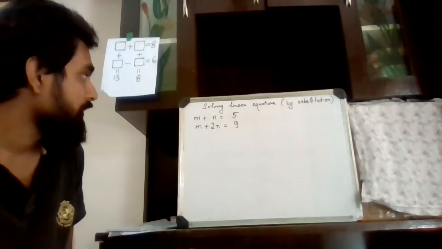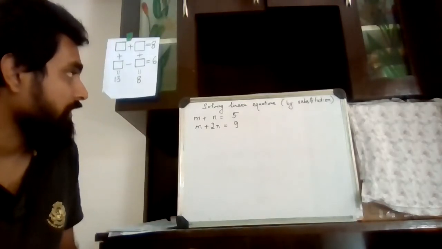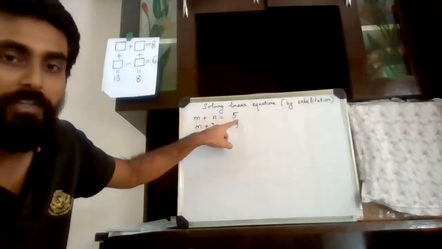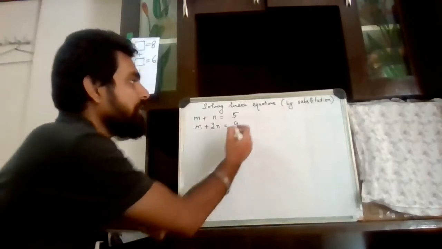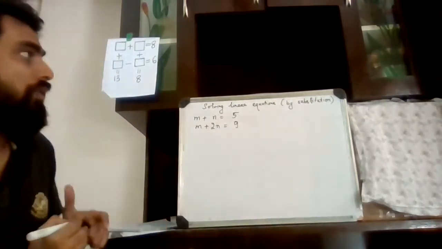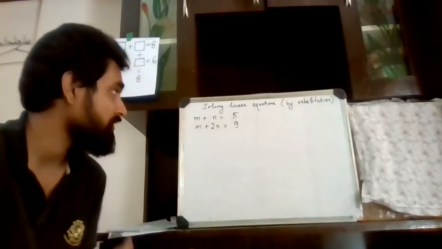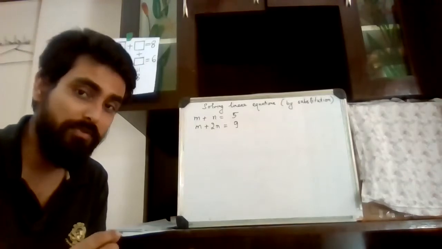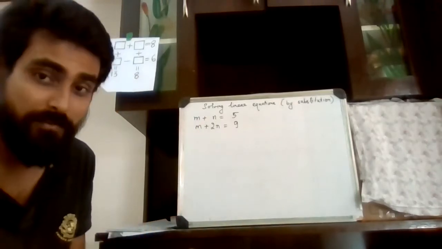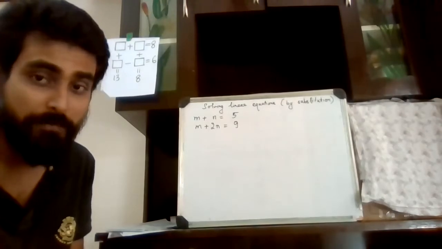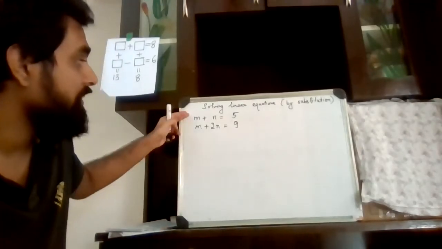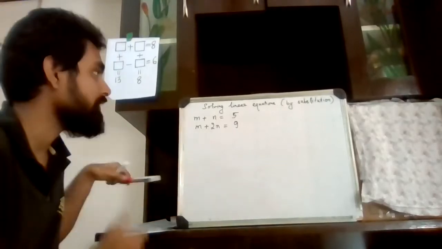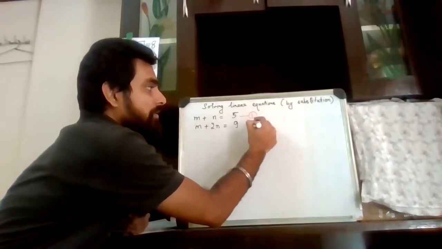All right. So what I'm doing is I've written these two equations on the board. m plus n is equal to 5 and m plus 2n is equal to 19. Now, when I say that I want to solve these two equations, what I actually mean is that I need values for m as well as n, one value for each of them, which will satisfy both of these equations. Let's call this equation number 1 and let's call this equation number 2.